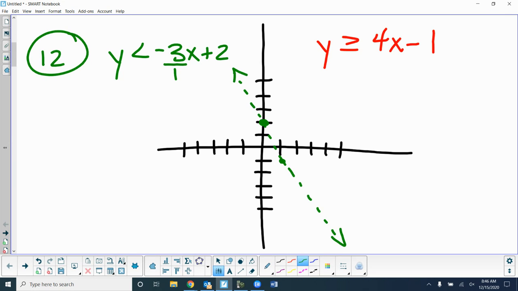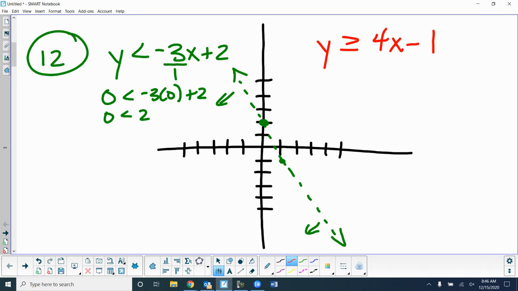All right, there's 0, 0. I'm going to check it, make sure it works. -3 times 0 plus 2 is 0. Is 0 less than 2? True or false? True. So I'm going to go that way, towards the 0, 0, because it was true.